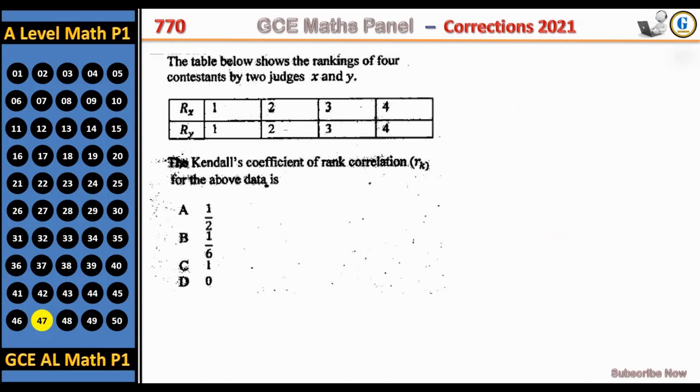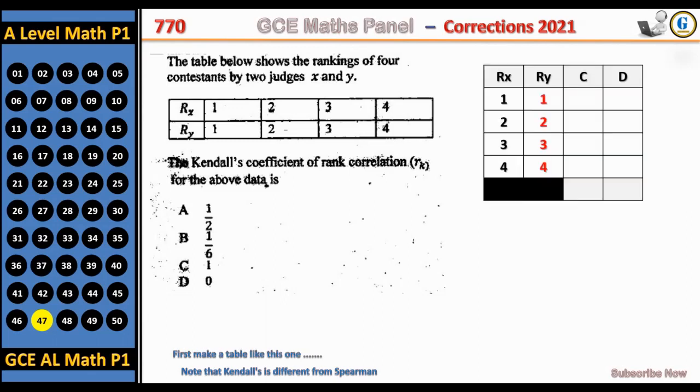The table below shows rankings of 4 contestants by judges X, Y, and Z. Find Kendall's coefficient of rank correlation for the above data. Note first of all that Kendall's is different from Spearman. They have been giving Spearman all over the years, but this particular year they have given us Kendall's. So for Kendall's, we first of all make a table like this. You can see now we copy out these values like this, which is easier for me to explain better.